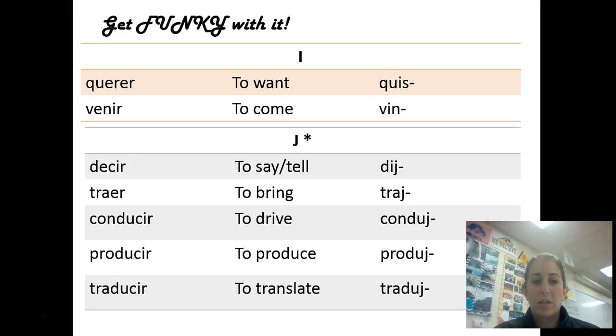Now notice to start with these J verbs, their endings are just a little bit different. So decir, to say or to tell, dij. Traer, to bring, traj. Conducir, to drive, conduj. Producir, to produce, produj. Traducir, to translate, traduj. Okay, so remember that J makes that H sound.